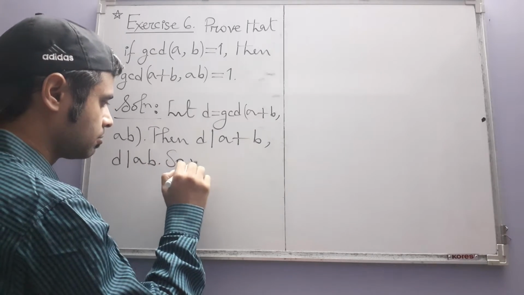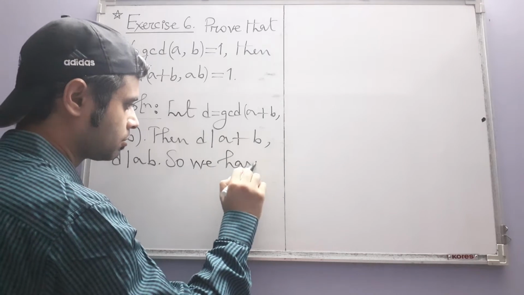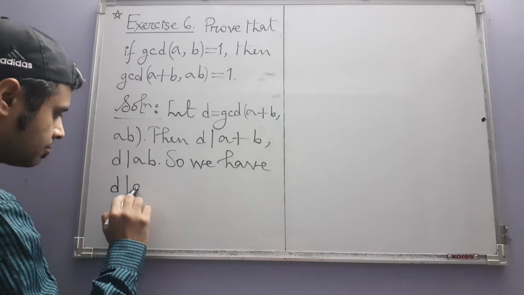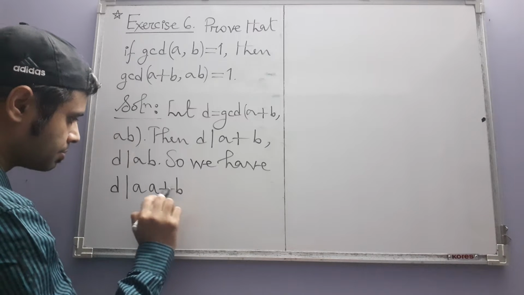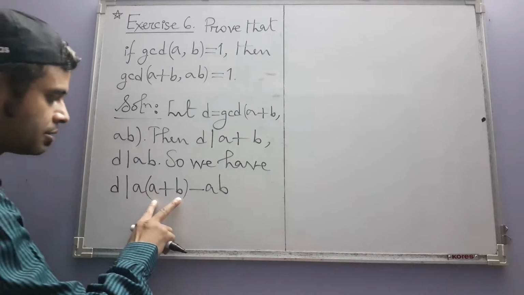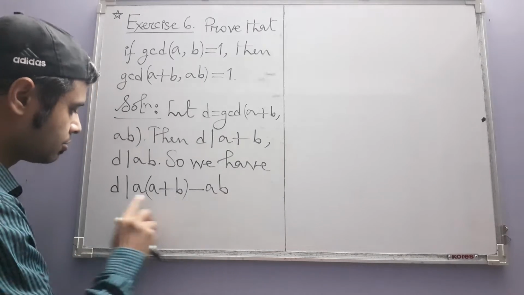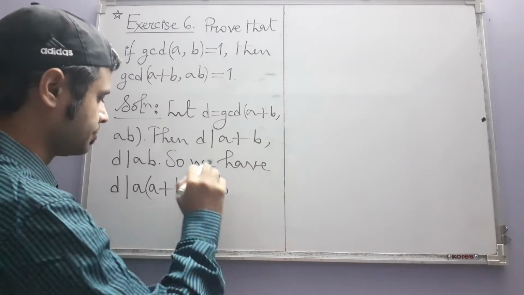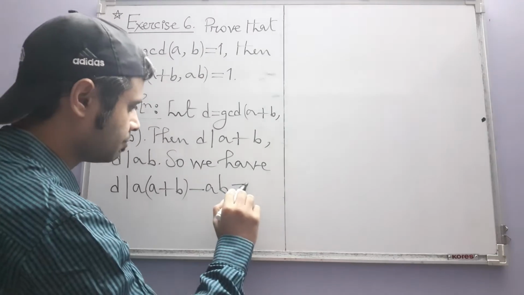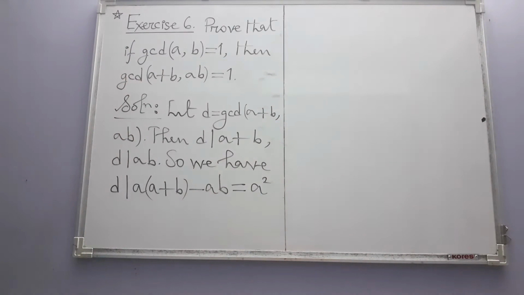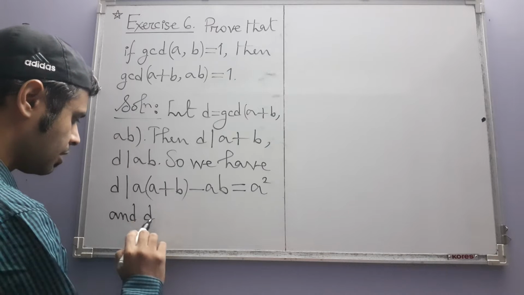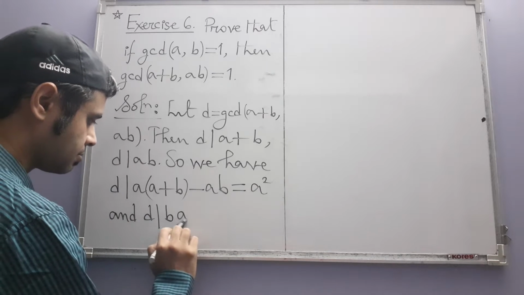So we have D dividing a times a plus b minus ab, because D divides this integer and D divides ab, so D will also divide this combination, which however is equal to, because ab and minus ab will cancel out, a square. So D divides a square, and a similar calculation gives us this.